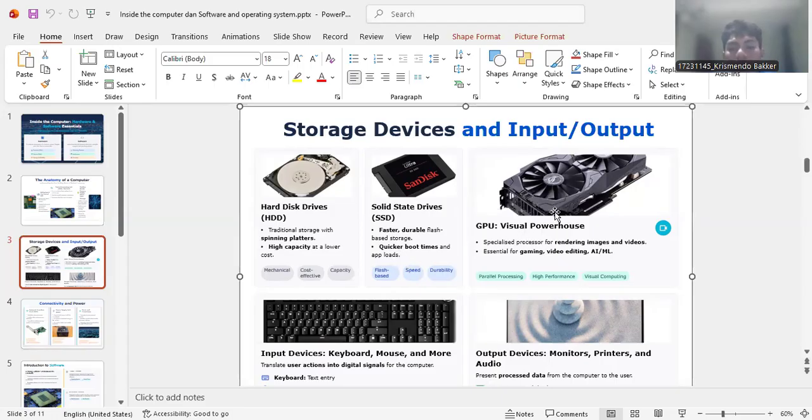And the next, GPU. The GPU is a visual powerhouse. The GPU's function is a specialized processor for rendering images and video, essential for gaming, video editing, and AI or ML. And the next, input devices like keyboard, mouse, and more, and output devices like monitor, printer, and audio.